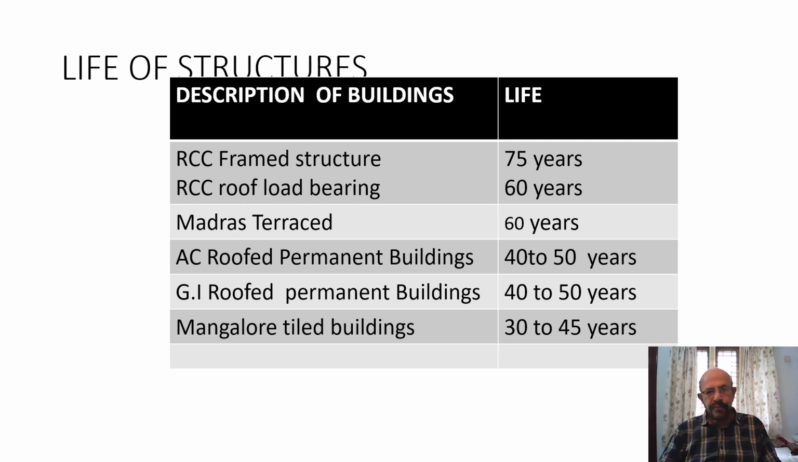This is the life of each structure, which is useful for the valuation of buildings. RCC frame structure, 75 years to 60 years. RCC roof load bearing structure. Then Madras terrace, 60 years. AC roof permanent buildings, 40 to 50 years. GI sheet roof, 40 to 50 years. Mangalore tile building, 30 to 45 years.